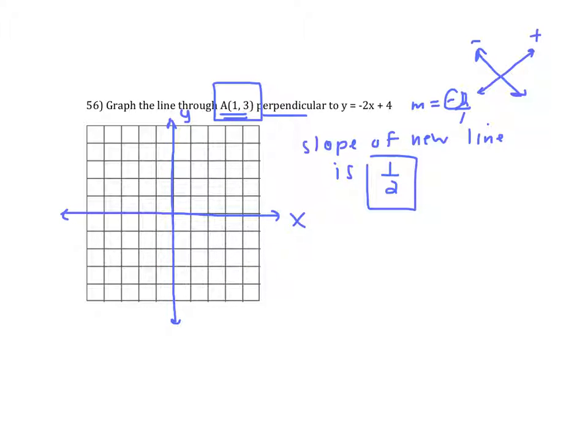You need to plot a starting point first. So we go to the right 1 and up 3 for point A. And a slope of 1/2 means that the change in y is positive 1 and the change in x is positive 2. So we want to go from this point up 1 and then to the right 2. Up 1, to the right 2. Or you could always do down 1 and to the left 2. Down 1, left 2. And then connect all those points with a nice straight line. And that's it.